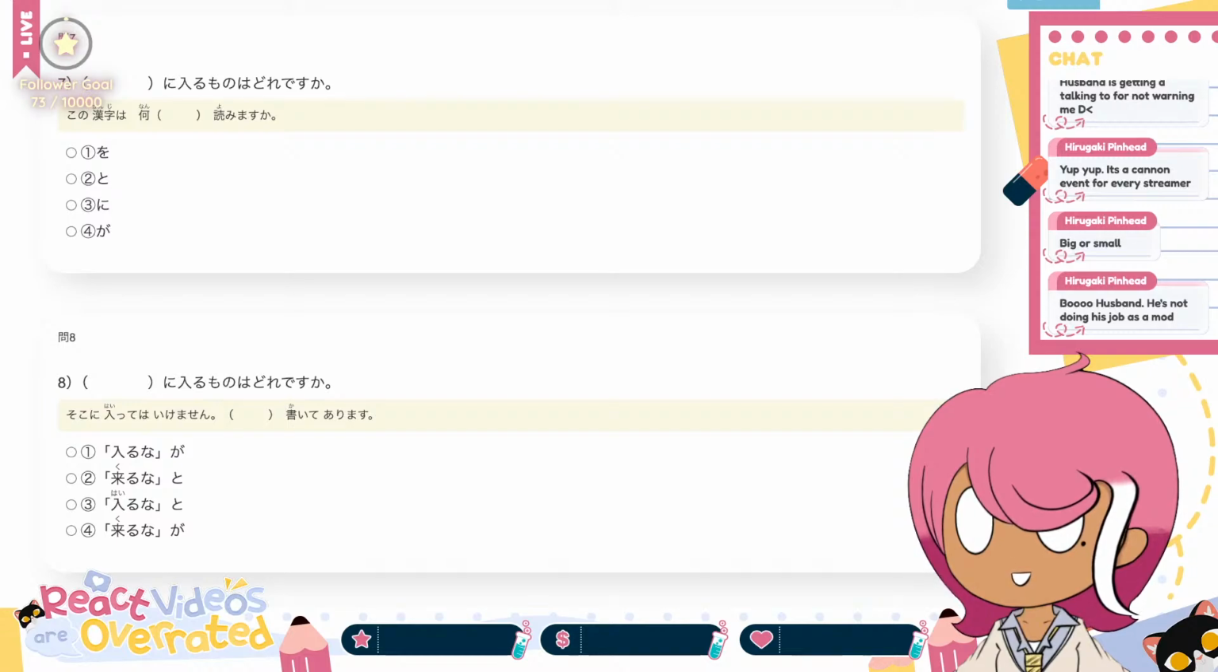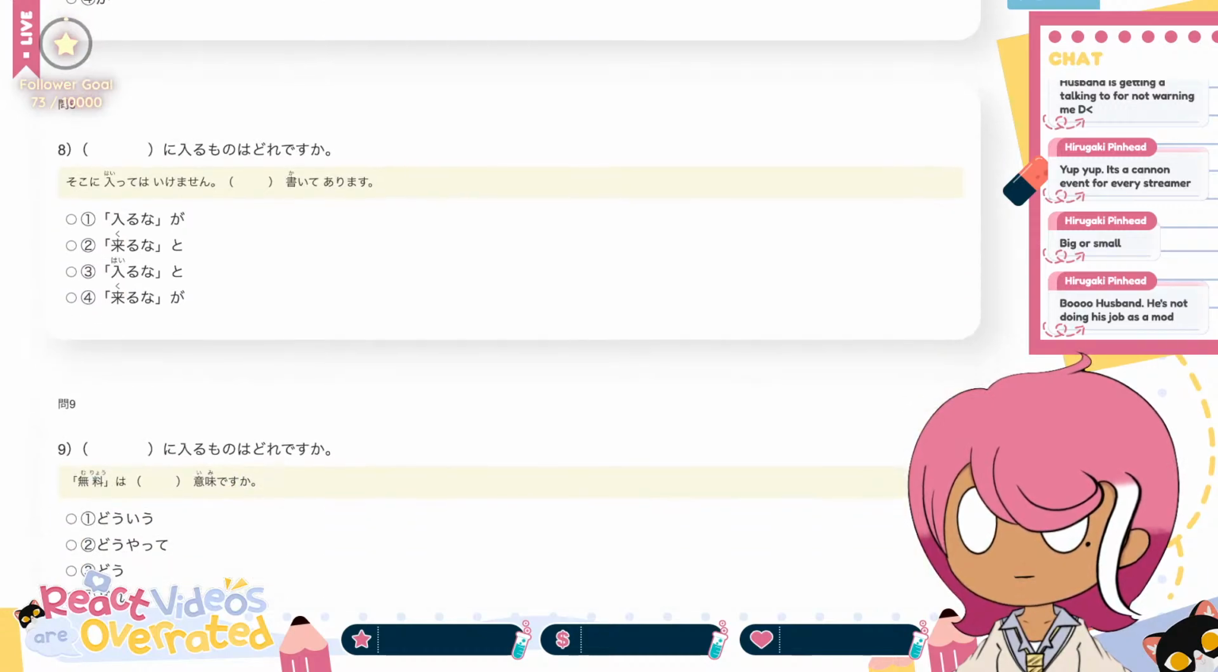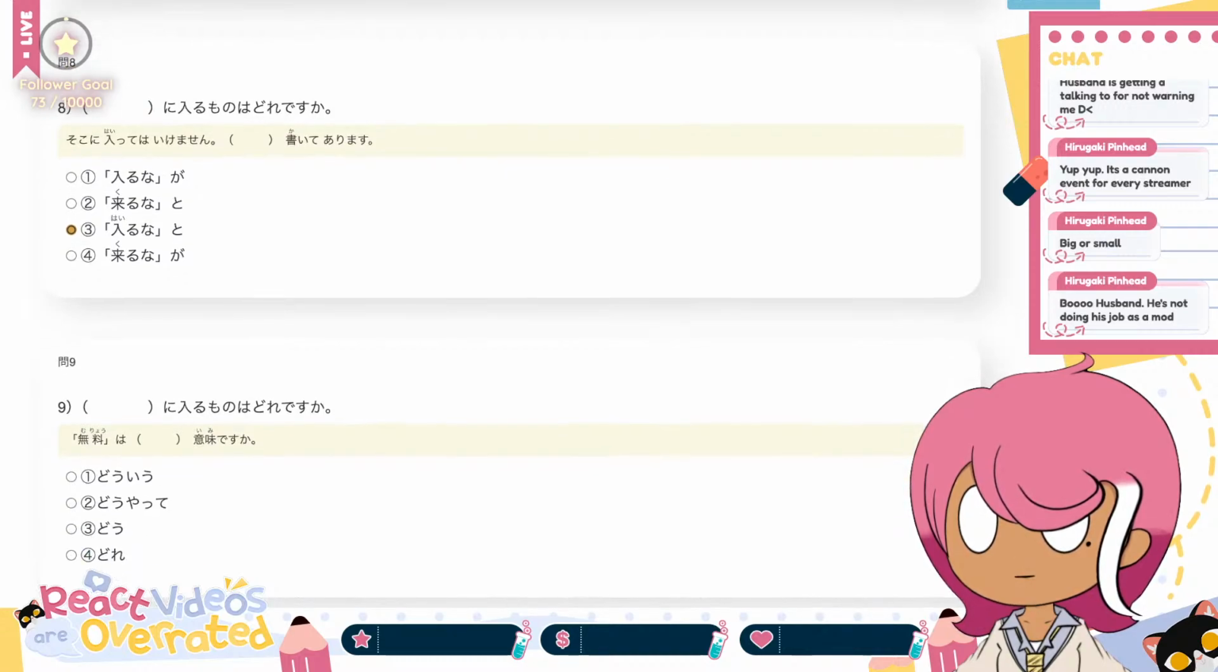この漢字は何と読みますか？I think so. そこに入ってはいけません。So you cannot enter there. 入るな。入るな。と書いた。So it's written, but not enter.